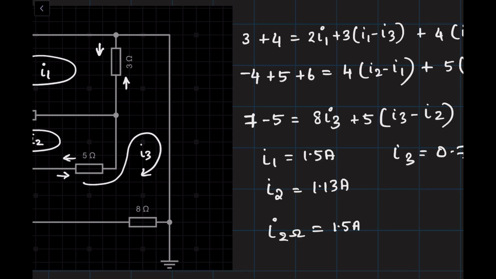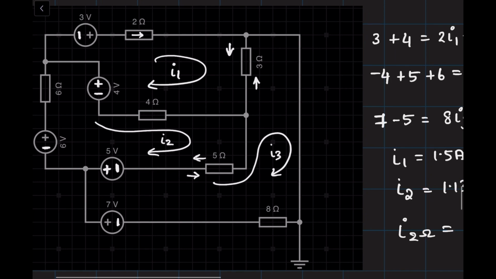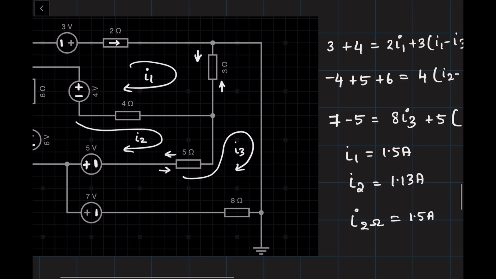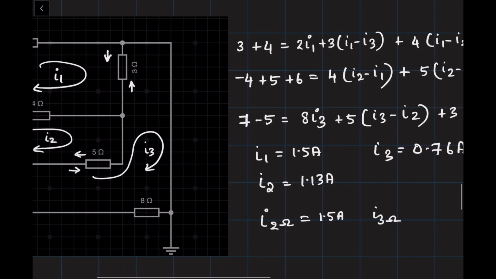Similarly, you can write for current flowing through 3 ohm resistor. Where is 3 ohm? Yes, here we have 3 ohm resistor. Now you have to be careful here. In the 3 ohm resistor, 2 currents are flowing. So let's check those values of 2 currents, I1 as well as I3.